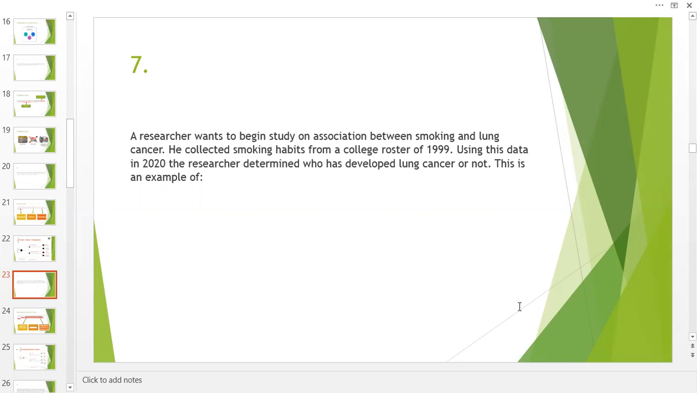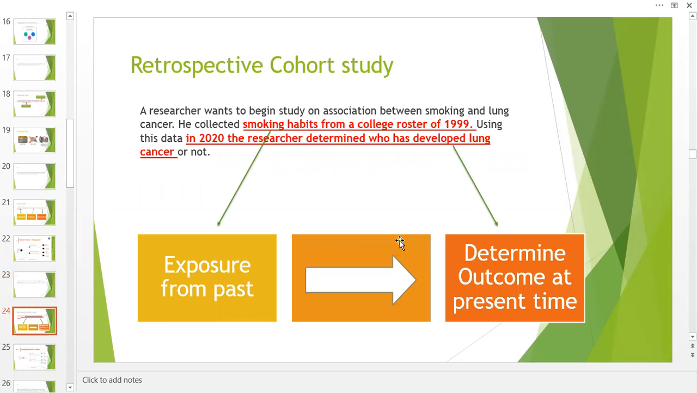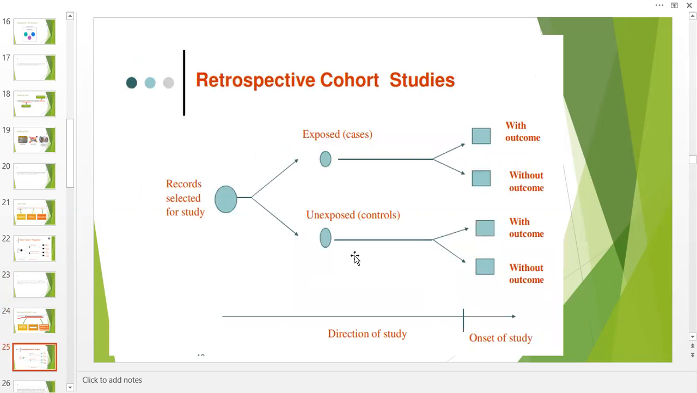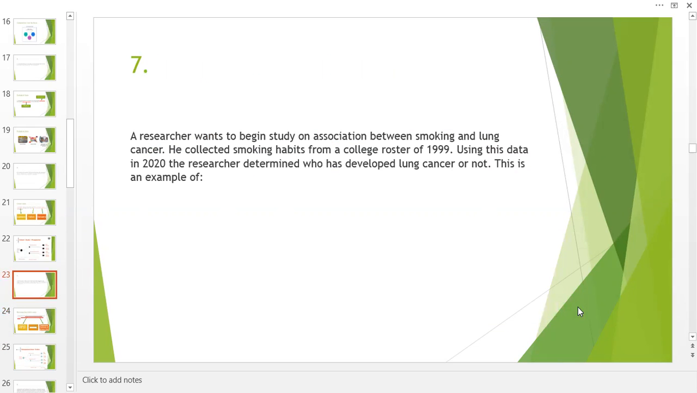Okay. Next, please. Ma'am, it can also be a retrospective cohort study as the researcher has collected smoking habits from a college roster in 1999. He has collected the exposure from the past, and in 2020, the researcher determined who has developed lung cancer or not. So it can be a retrospective cohort study. In a retrospective cohort study, if you go to your question number 7, please, after the onset of the study, the researcher determines the outcome. In question number 7, you have already given the outcome.